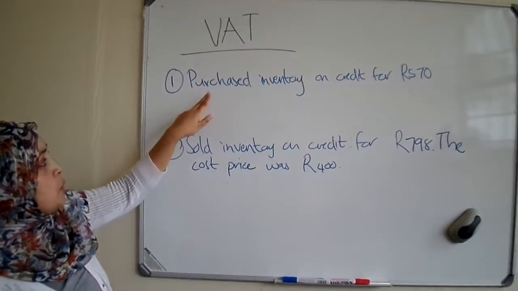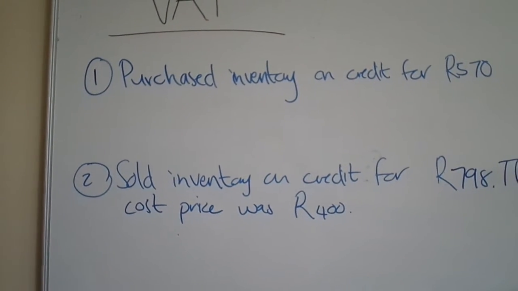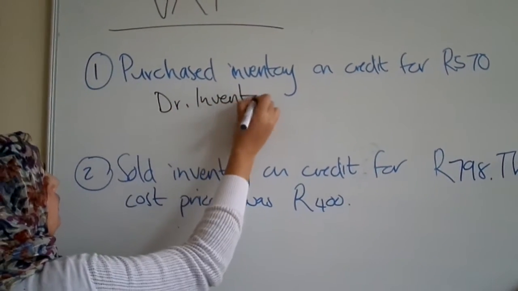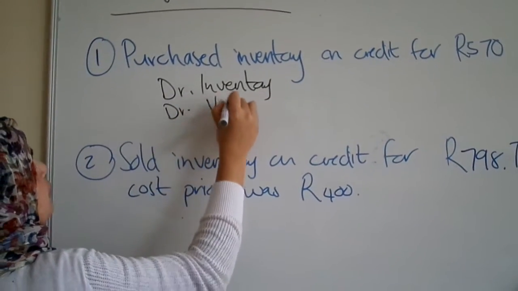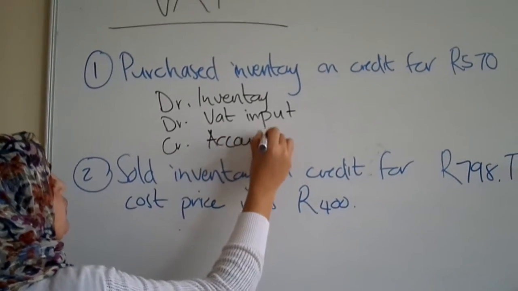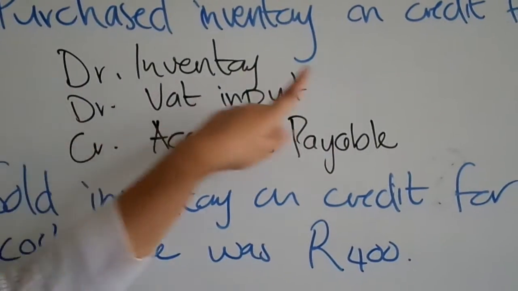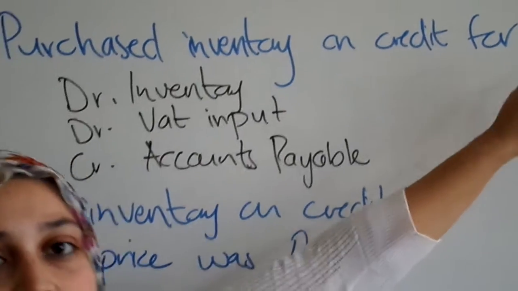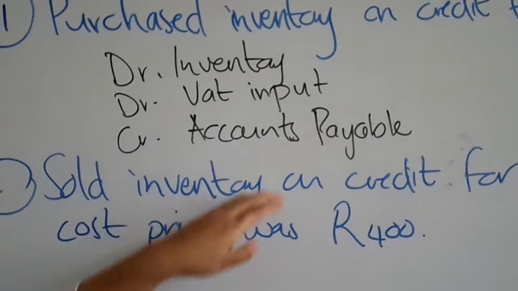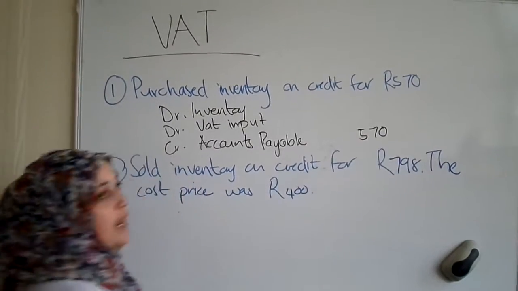So by example 1, I've said you purchase inventory on credit for 570 Rand. Okay, your journal entry, if you're using the perpetual method, would be you debit your inventory, you debit your VAT input, and you credit your accounts payable. The amount given in example 1 is 570 Rand. That 570 Rand is to show that the amount you're actually going to have to pay your supplier is 570, which means by accounts payable, the amount will be 570 Rand.